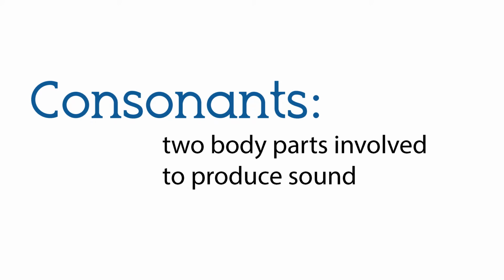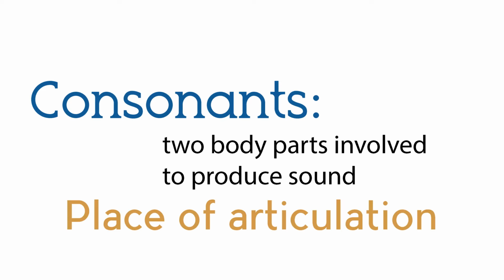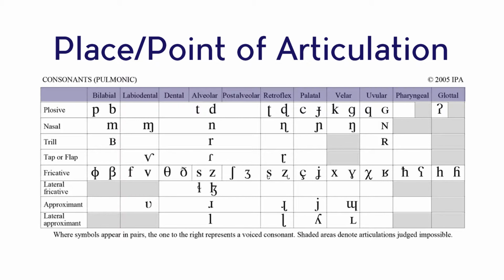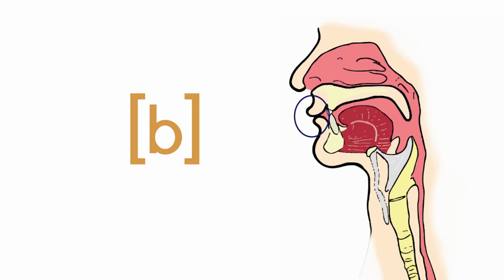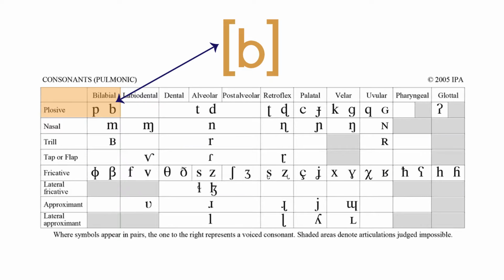Talking about consonants, to produce every consonant, you need two places to get in some sort of contact with each other to produce a sound. Those places are called places of articulation, and you can refer to any of these as an articulator. For example, for the sound B, the upper lip and the lower lip are involved. So the lips touch each other in a plosive manner.